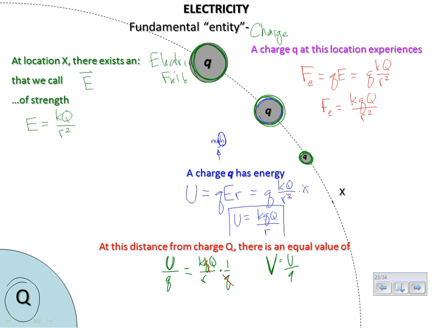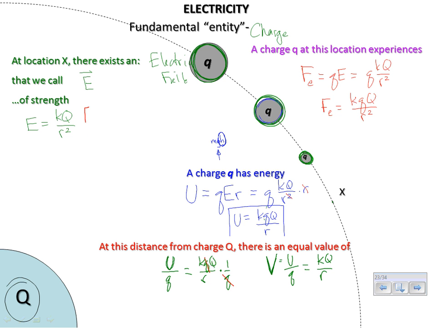Potential energy per unit charge. And we can write it like this, kQ over R. For electric potential, we actually use capital V. Now, there are a couple of things we haven't nailed down.